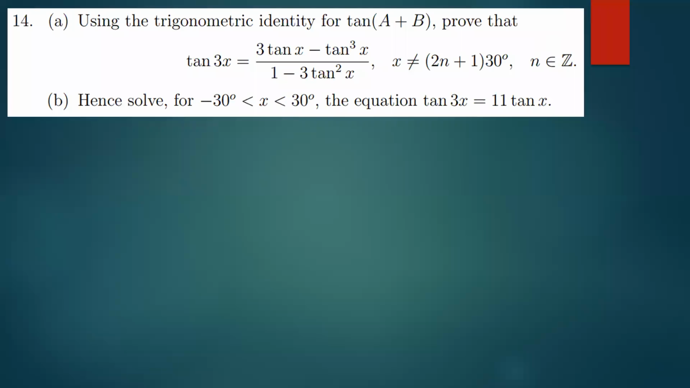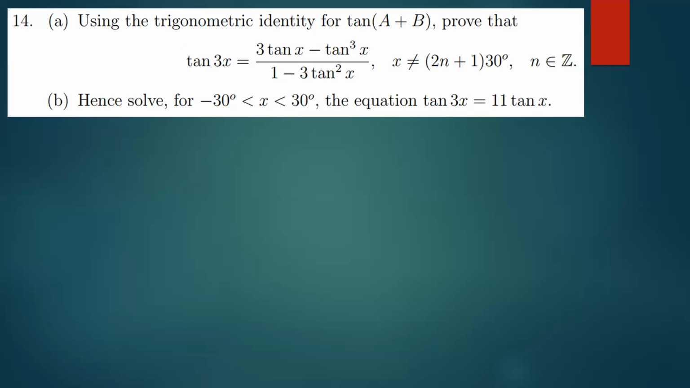All right, so we proceed with this question. This question says, using the trigonometric identity for tan(a + b), prove that tan 3x is equal to (3 tan x minus tan cubed x) over (1 minus 3 tan squared x), where x is not equal to (2n + 1) multiplied by 30 degrees, where n is a member of the integers.